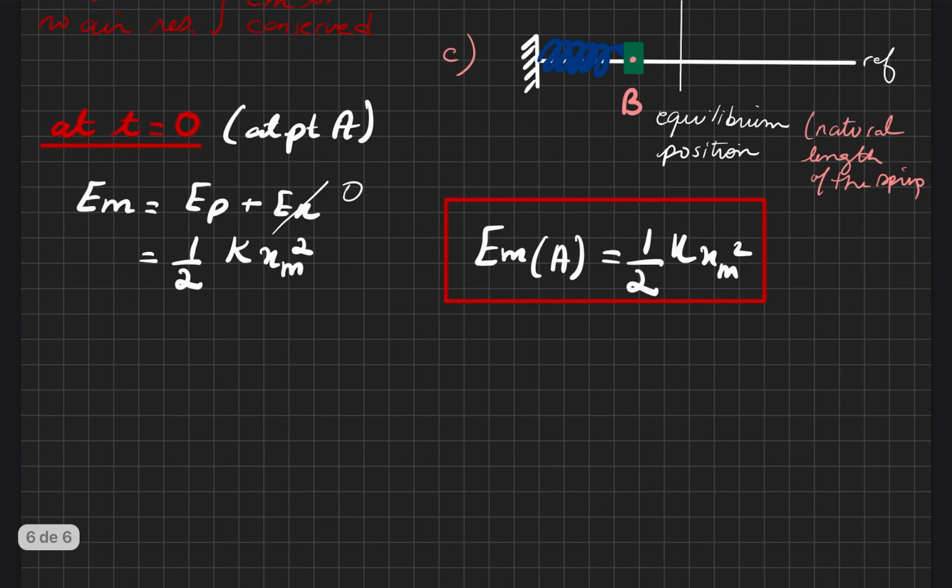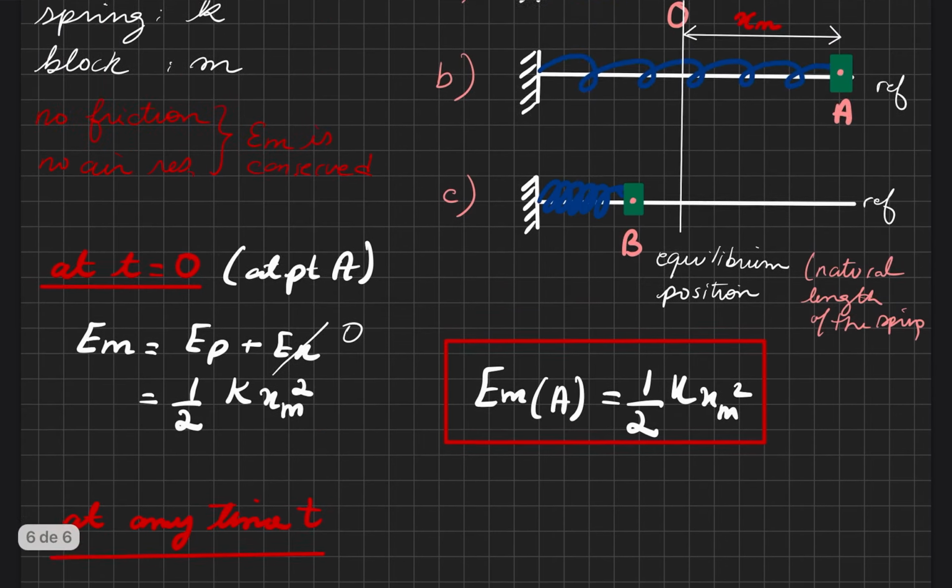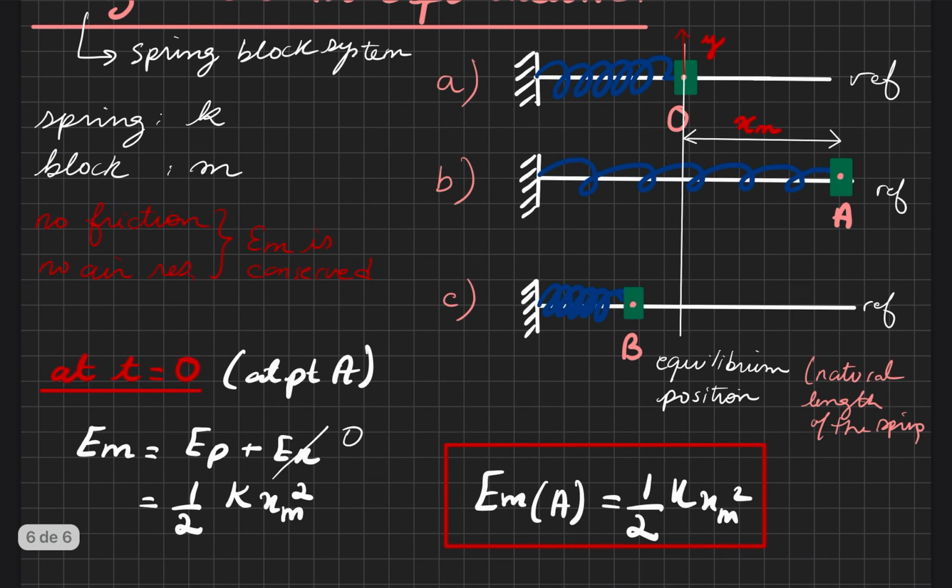Now let's see at any time t. At any time t, we mean at any time during the motion of this block. So it could be here, here, here, at any position. Okay? Not exactly at the fully compressed position, point B. Okay?